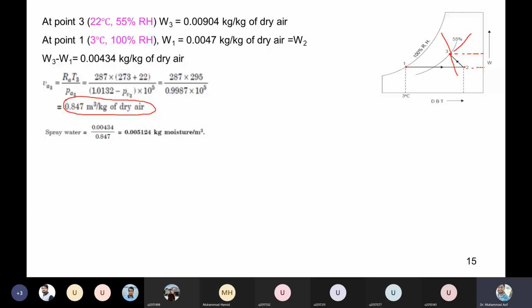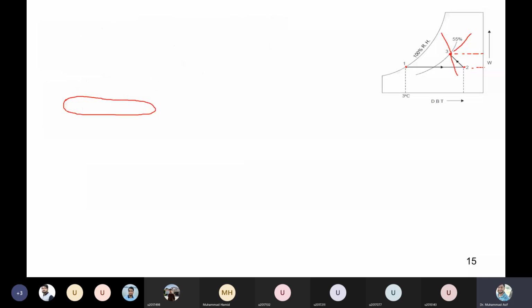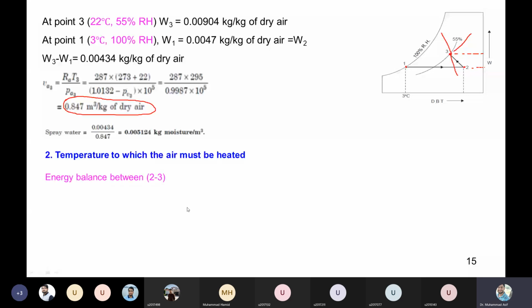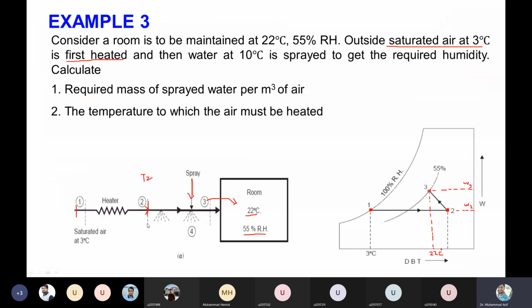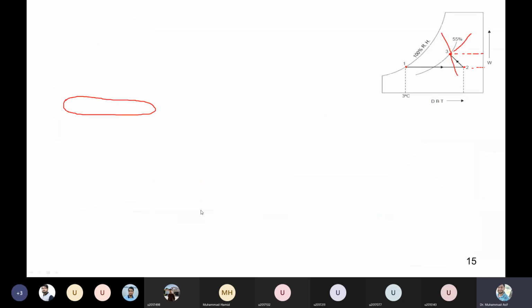And then the second is the temperature to which the air must be heated. Now to get that, for the second point you have to apply the energy balance between 2 and 3. What is the energy at inlet, at 2, plus the energy entering with the water vapors? That must be equal to the energy at point 3. So m_a h_1 plus m_w h_w should be equal to m_a h_3. A simple energy balance.